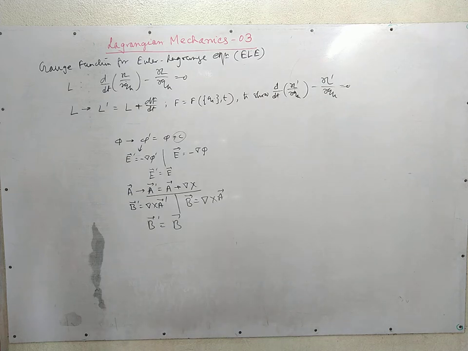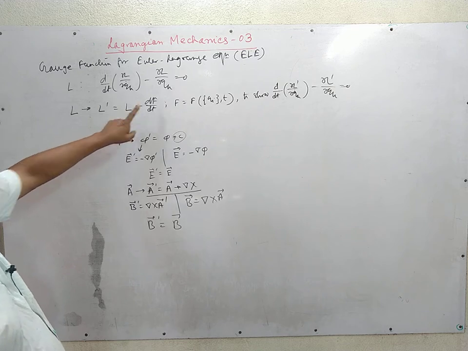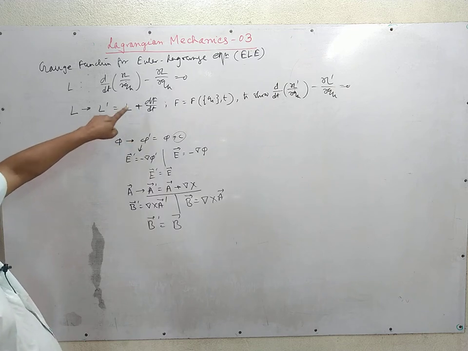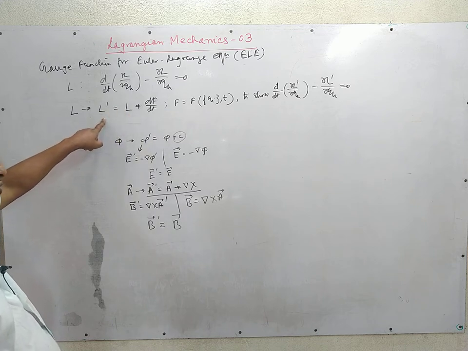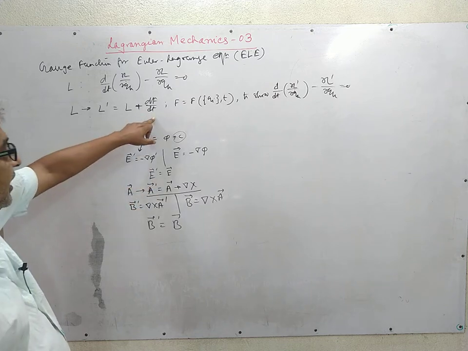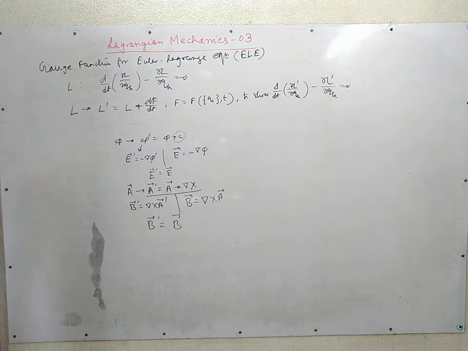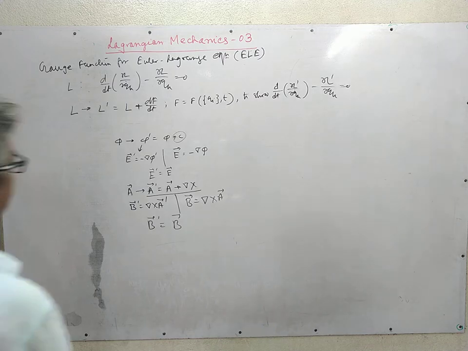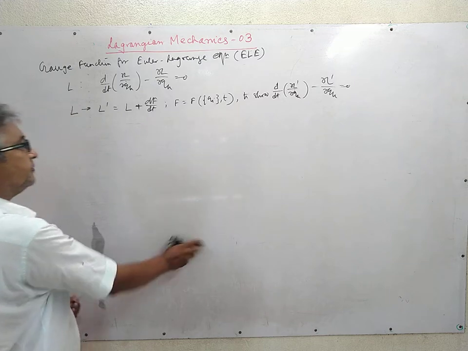Here the gauge function is similar. If we add this term to L, then if L satisfies the Euler-Lagrange equation, L prime also satisfies the Euler-Lagrange equation. In other words, df/dt itself satisfies the Euler-Lagrange equation. To prove this, we shall follow this technique.